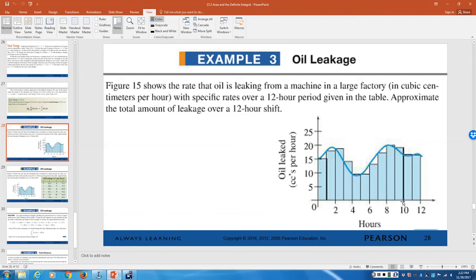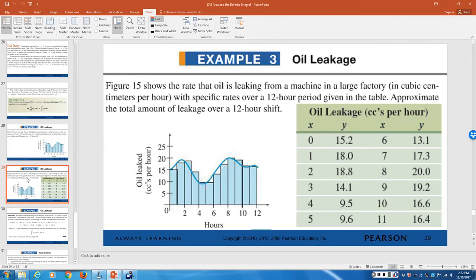But the bottom line for the company is, how much oil do I need to plan on putting back in that machine? How much oil do I have to report to the EPA? That's management's concern. Well, since we don't have the function, the only way to evaluate this is not with calculus. Since all we've got is the graph, our graph is broken up in 1-hour increments for a total of 12 hours.